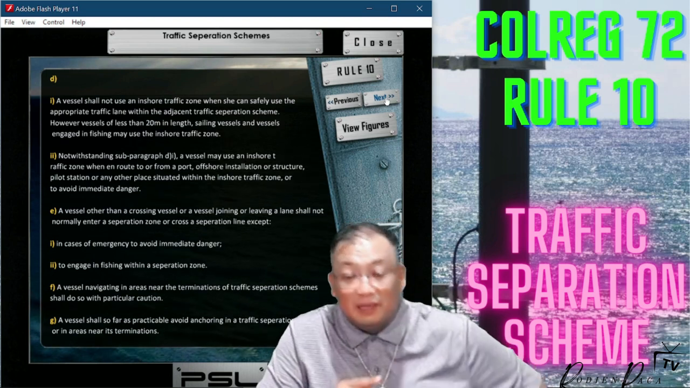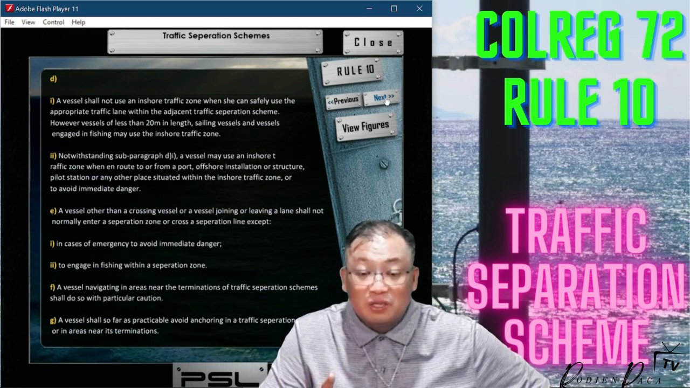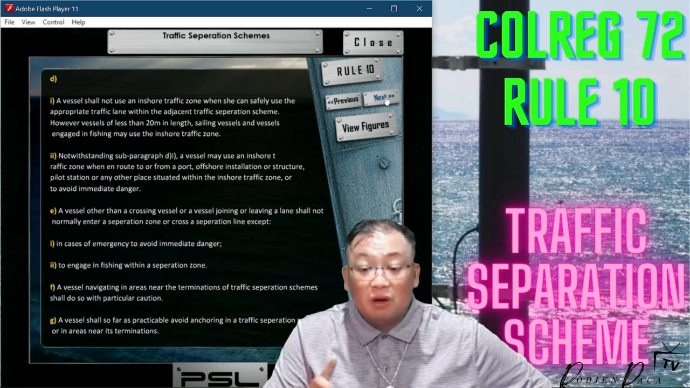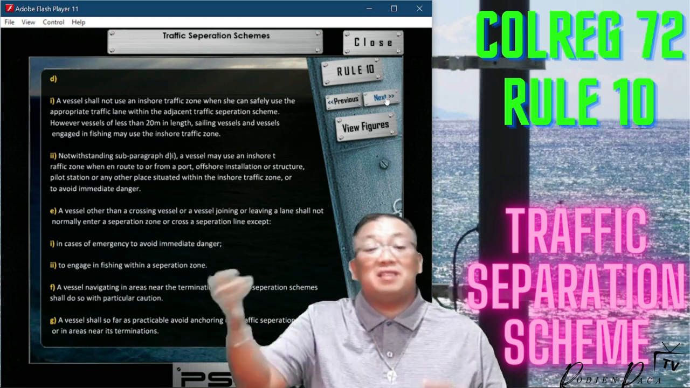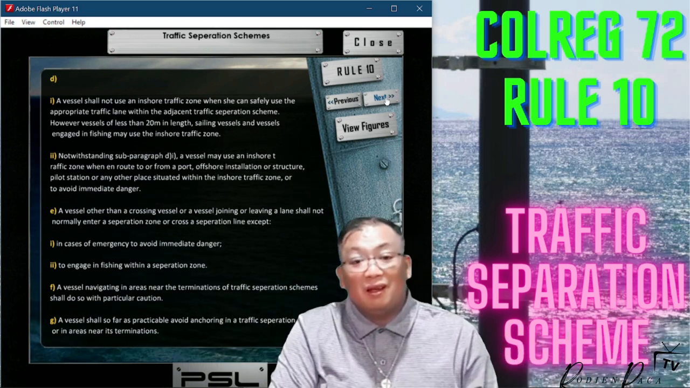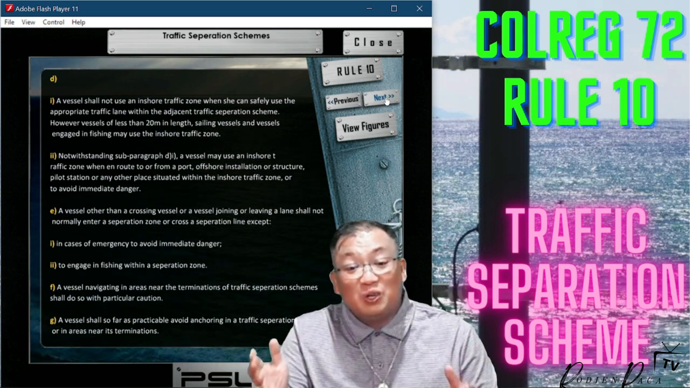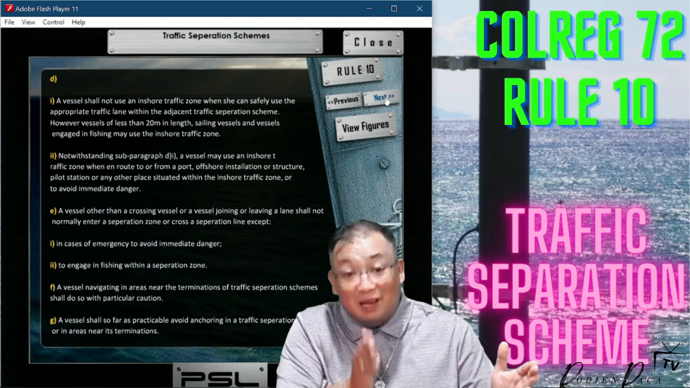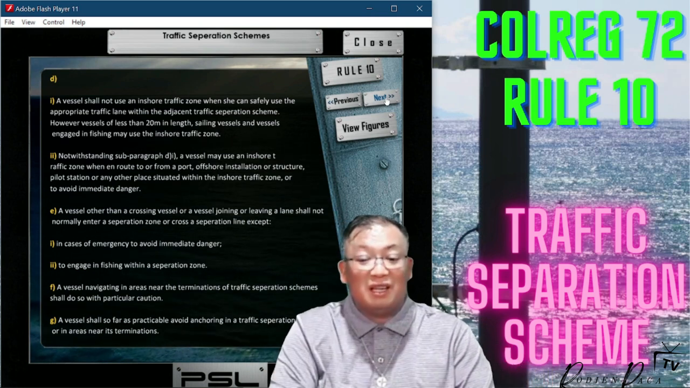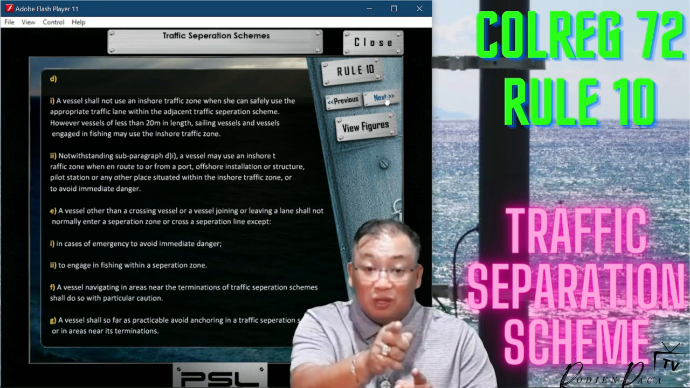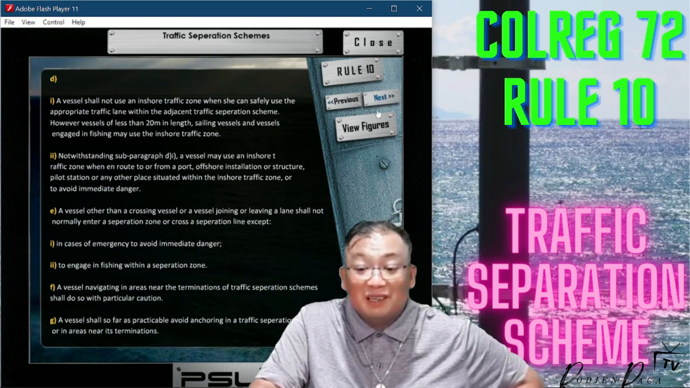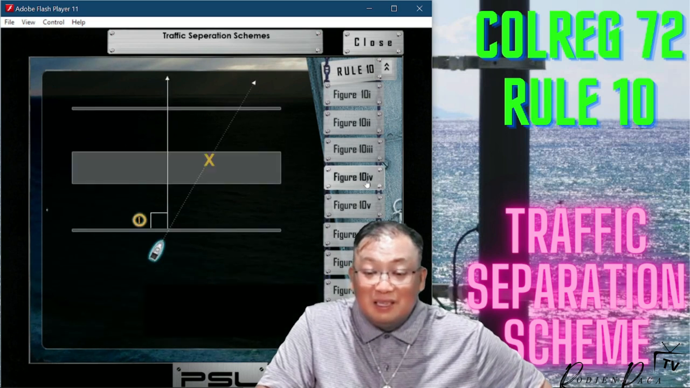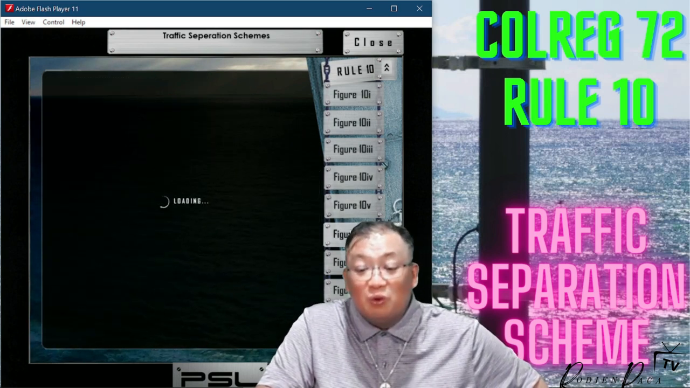Notwithstanding subparagraph Delta 1, a vessel may use an inshore traffic zone when en route to or from a port, offshore installation or structure, pilot station or other place situated within the inshore traffic zone, or to avoid immediate danger. If you have some business in the port, and as I discussed, the inshore traffic zones are near the land, and if you have business on the land, you can actually use that inshore traffic zone. If you are en route to the port or from the port, en route to a business or from a business, this is something that you can use.